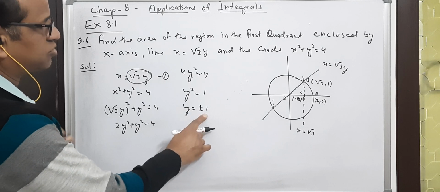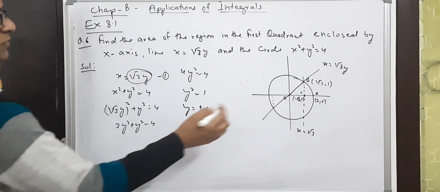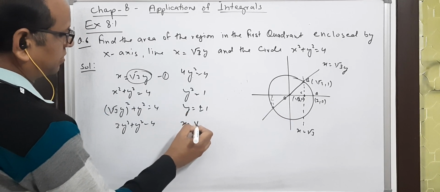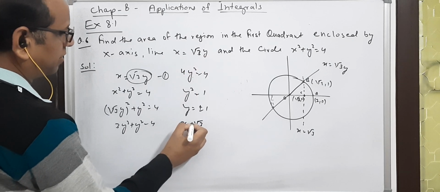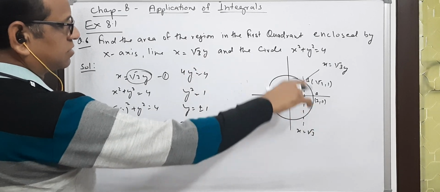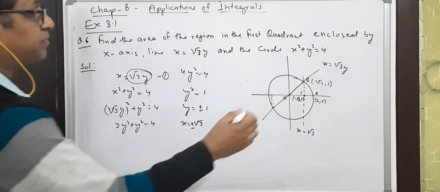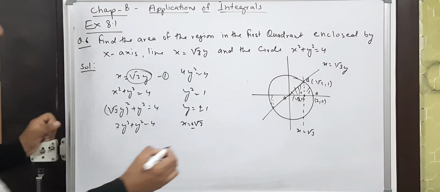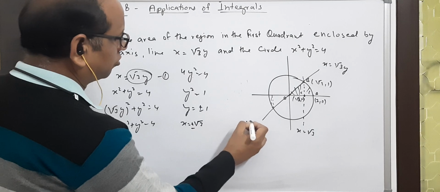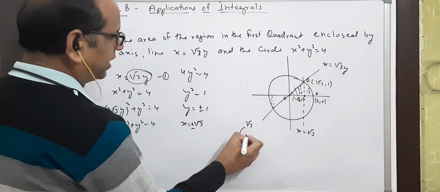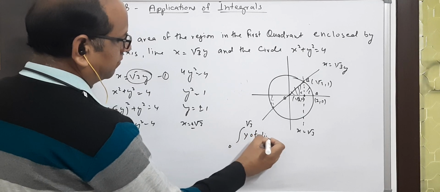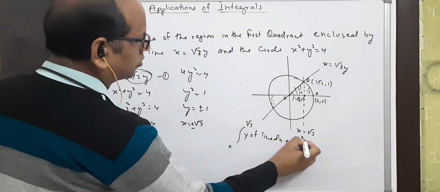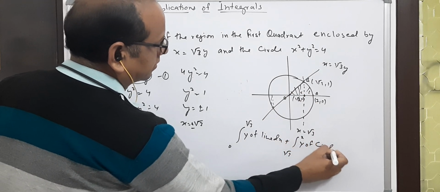Now when y equals minus 1, this is the x part. When you put y equals minus 1, the value of x is plus minus root 3. So this is minus root 3 and this is plus root 3. Now we want this particular area, this area plus this area. So it will be, please see, 0 to root 3, y of line dx plus root 3 to 2, y of circle dx.